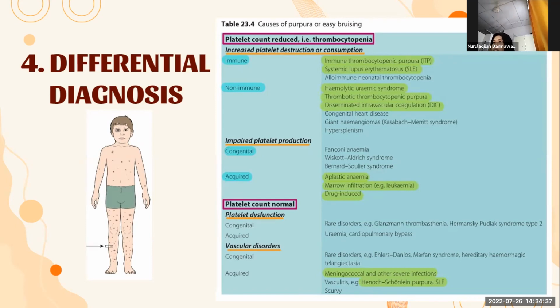Besides over-destruction of platelets, impaired platelet production can also lead to thrombocytopenia. This can be congenital or acquired. For congenital, it may be due to Fanconi anemia or Wiskott-Aldrich syndrome. For acquired, it can be due to aplastic anemia or drug-induced, and also leukemia itself. And sometimes we may also consider conditions even with a normal platelet count, such as severe infection or meningococcal infection or Henoch-Schonlein purpura.